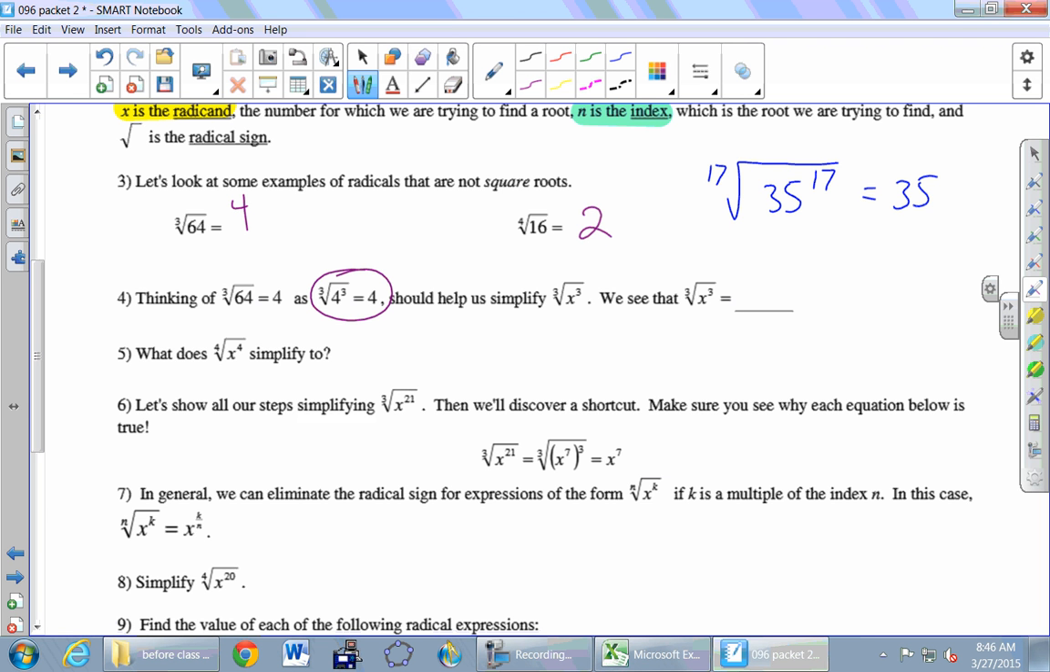And so in general, if we see something like the cube root of x cubed, what does that equal? It's just plain old x. So cube root and cubed cancel. They're opposites of each other. And how about number 5? The 4th root of x to the 4th is x. So again, if you see the power matching perfectly with the index, that's the little number in the front, they cancel. And we just get the thing that's inside.